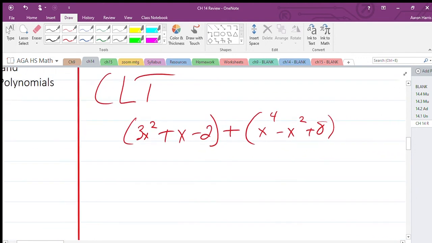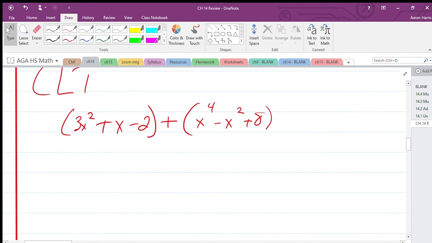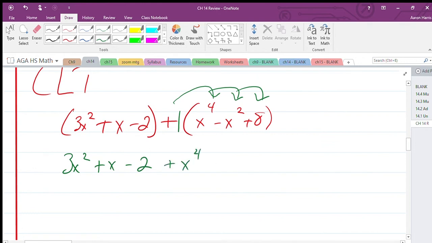Okay, well, first thing I would do, there is an understood 1 here. So when I distribute that, what happens? Nothing happens with the signs. I can just say 1 times x to the fourth. 1 times anything is itself. So the parentheses drop. So I get what? 3x squared plus x minus 2. 1 times x to the fourth, x to the fourth. 1 times negative x squared, negative x squared. 1 times 8, 8. So now I can combine like terms.